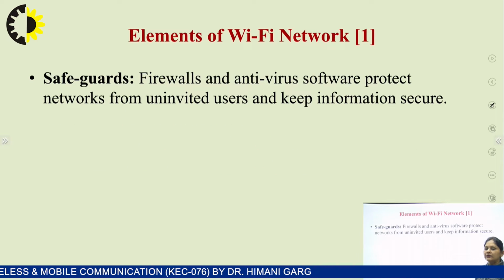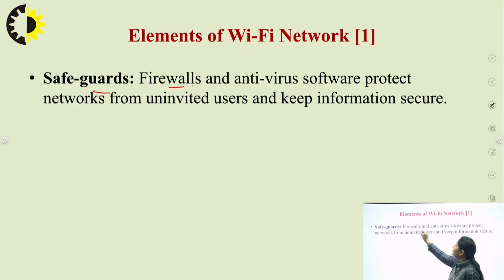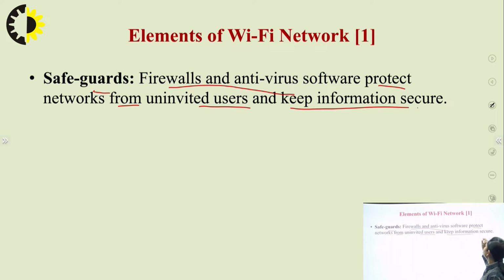Now, the third point is safeguards. Whenever we make a connection with Wi-Fi, it actually asks you for a password. That means it is protected through a password or a firewall has been installed for safety purposes. So the third thing that is required is safeguards, that is firewall and antivirus software. They protect networks from uninvited users and keep information secure, because if we keep it open and are not using a password, then anybody can access that particular Wi-Fi network and take away your data, or intrude in your network. So that's why we need safeguards.